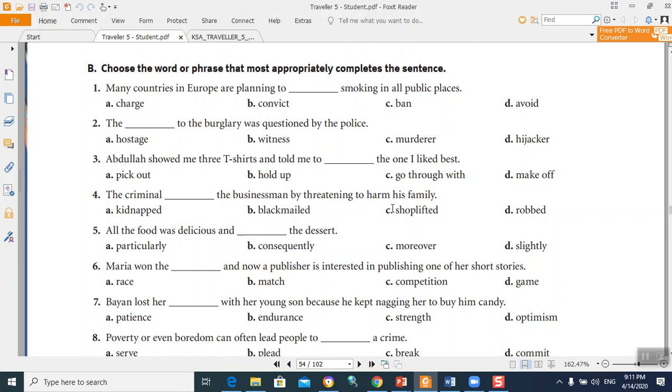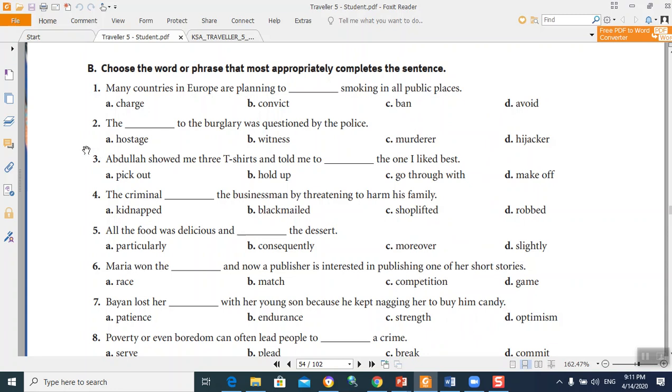Exercise B says, choose the word or phrase that most appropriately completes the sentence. Number 1, many countries in Europe are planning to smoking in all public places. So smoking, public places, الأماكن العامة, many countries in Europe, and maybe now it is all over the world. So which is the word we use? Charge, convict, ban, avoid. The best word here is ban. So the answer, it should be C. It is ban.